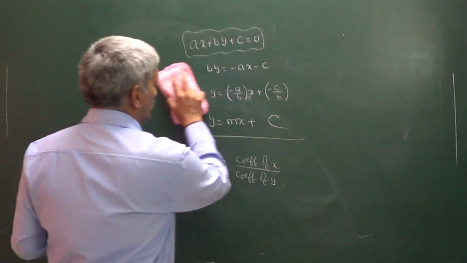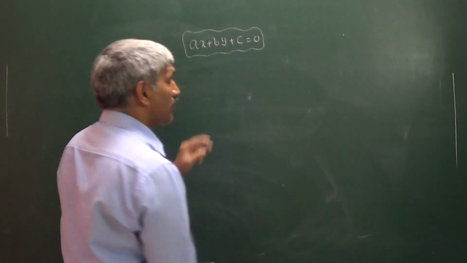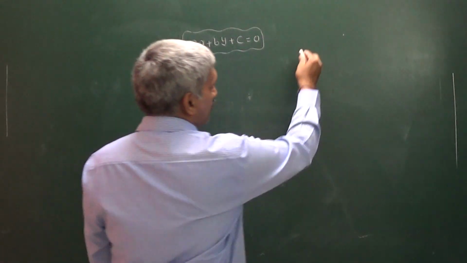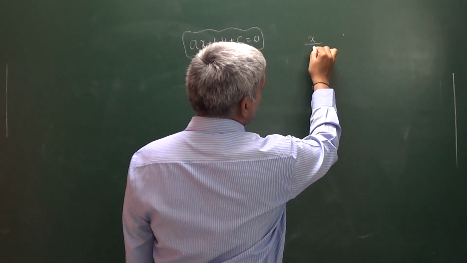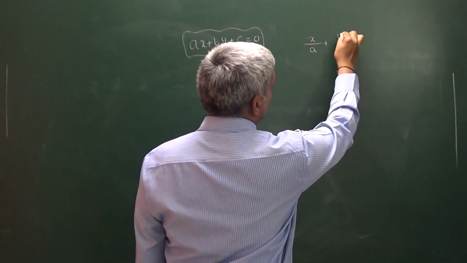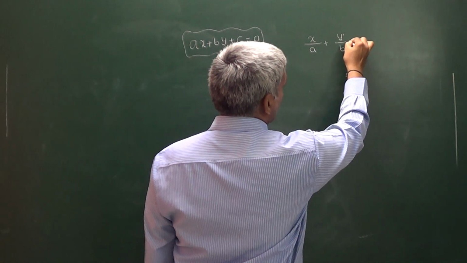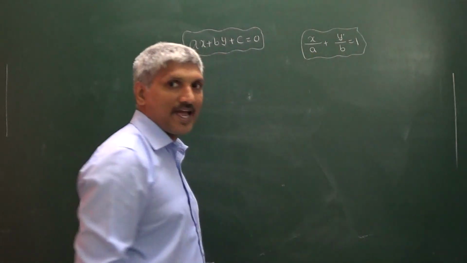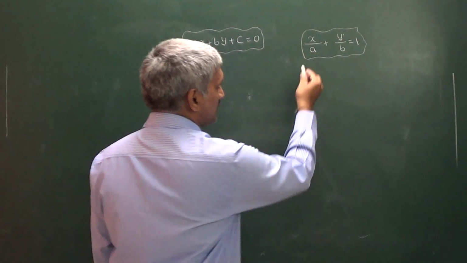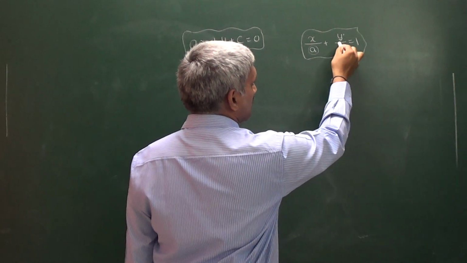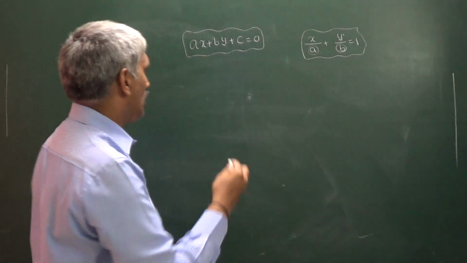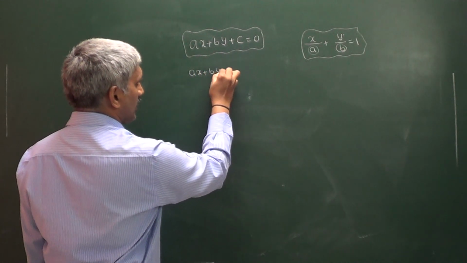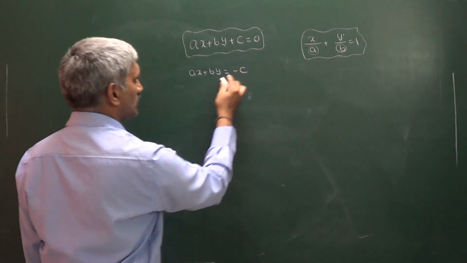Now what I am doing is, the same line equation I want to convert into intercept form. What is the intercept form of a line equation? The intercept form of a line equation is x by a plus y by b is equal to 1. Here x-intercept is equal to a, y-intercept is equal to b. Now this can be written as ax plus by is equal to minus c.